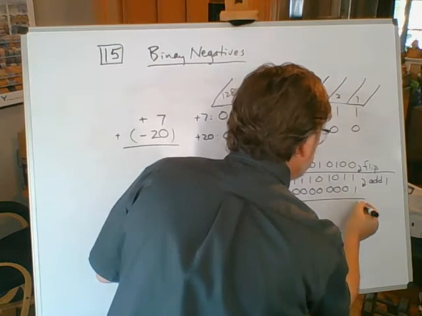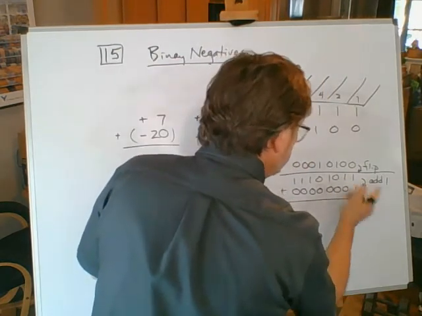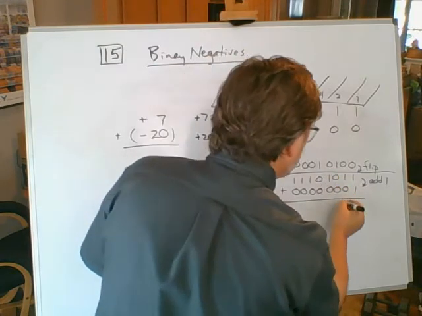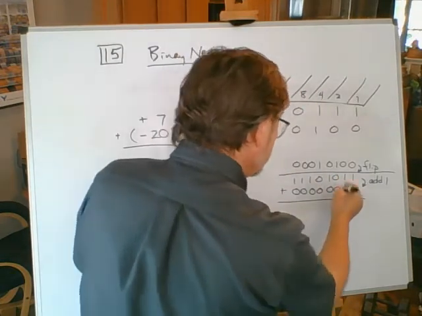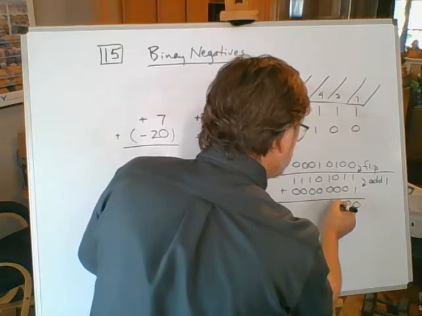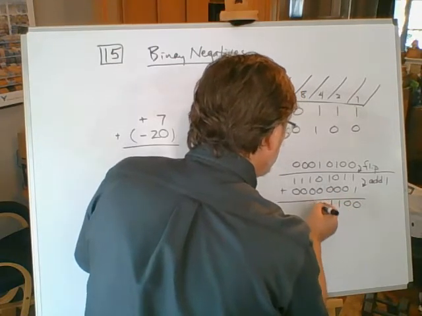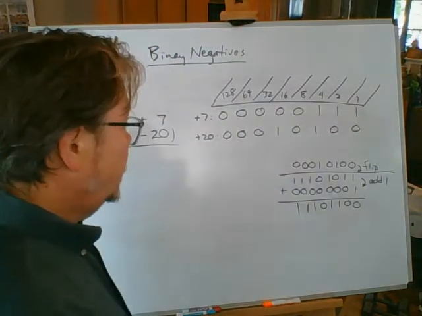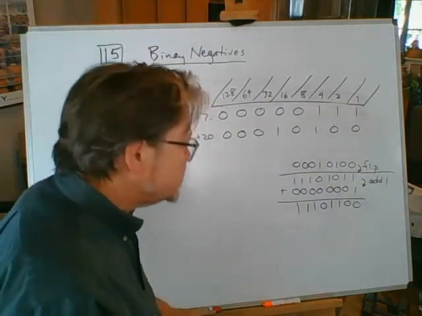1 plus 1 is 0. Carry a 1. 1 plus 1 is 0. It's actually 2, but I'm saying put a 0. Carry a 1. 1 plus 0 is 1. So there's nothing else to carry for all the rest of this. 1 plus 0 is 1. 0 plus 0. 1 plus 0. 1 plus 0. 1 plus 0. Well, at least it's negative, thank goodness.